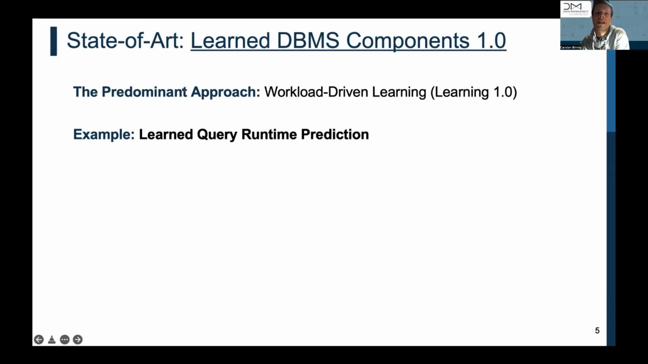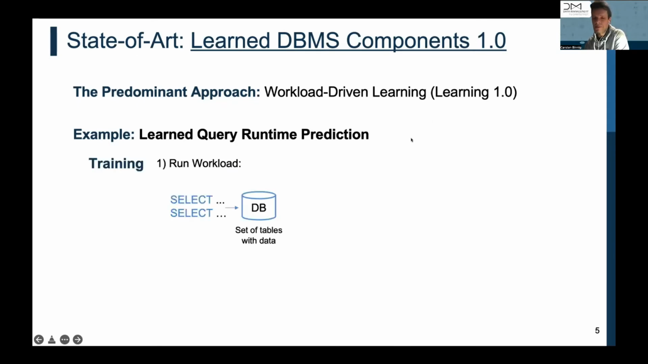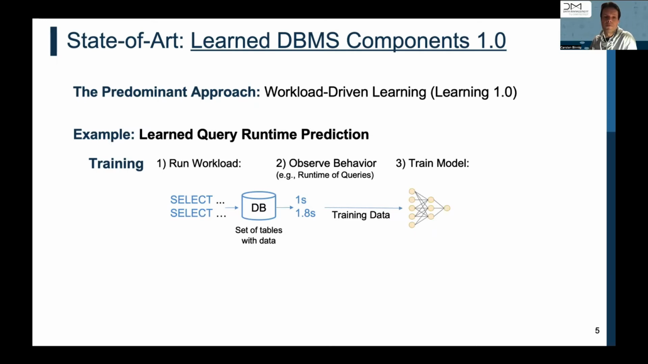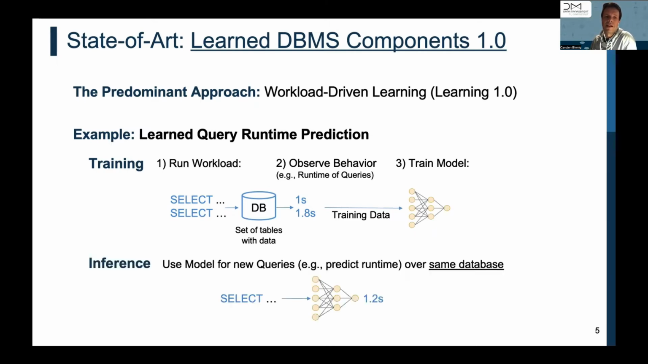The predominant approach to realize learned components in general, not just such a query runtime prediction component, is what we call workload-driven learning, or learning 1.0, as we coin it in the sequel of the talk. With learning 1.0, the state of the art of how learned components are realized today, you typically see the following blueprint. You first take your database, your set of tables with certain tuples, and run a representative workload on this database that allows you to capture the observations you want to learn. For runtime prediction, you would run different queries and their query plans and observe their runtime on the given database. This is then used as training data to learn, for example, the runtime prediction model. Once you learn this model, you can use it at inference time to predict the runtime for new unseen queries, but over the very same database.